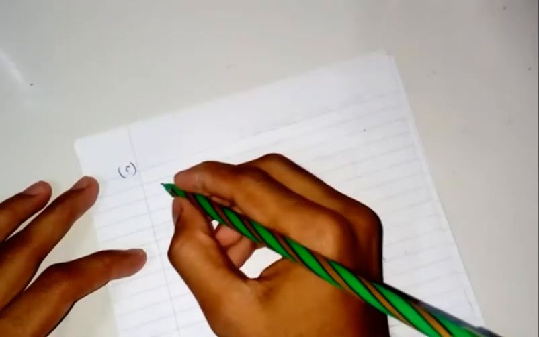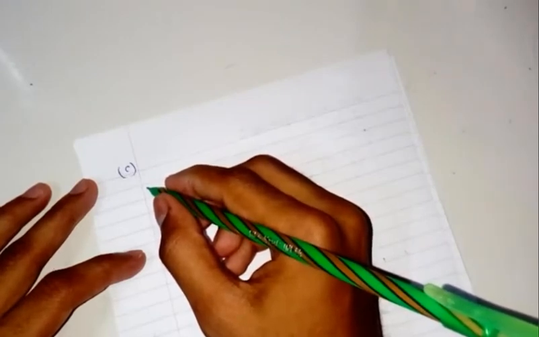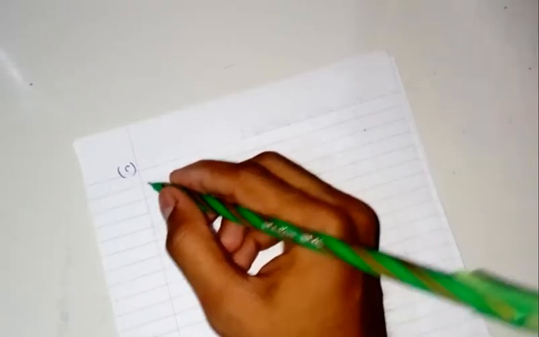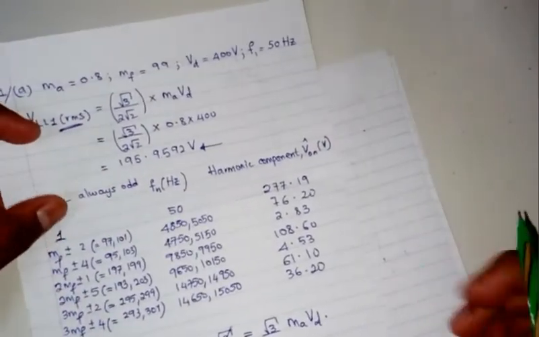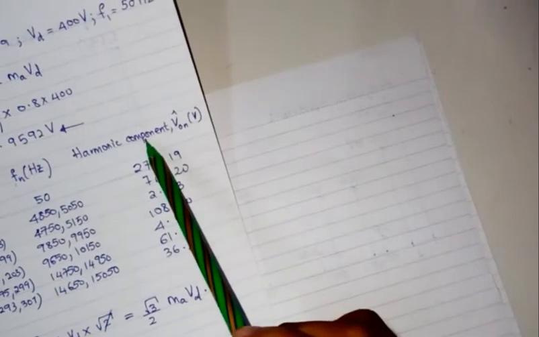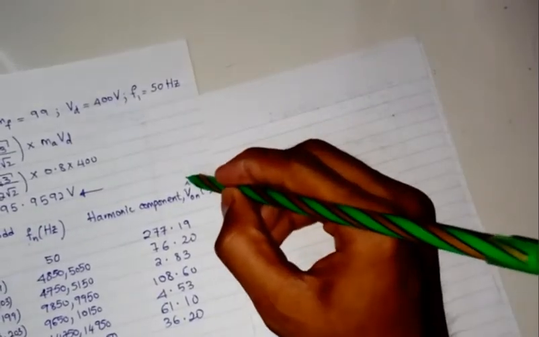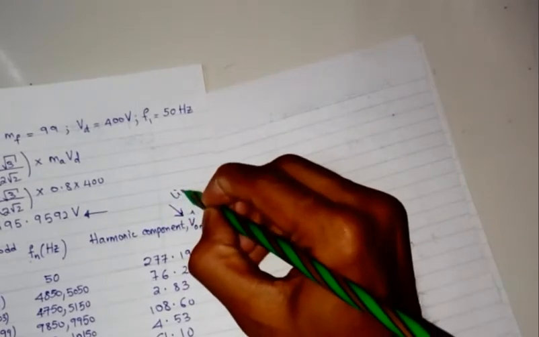For part C, the question is divided into two parts. First, we have to estimate the THD in line voltage and then the THD in the line current. Using the values from part B, we have already calculated the frequency and the harmonic voltage component in the line voltage, line to line.